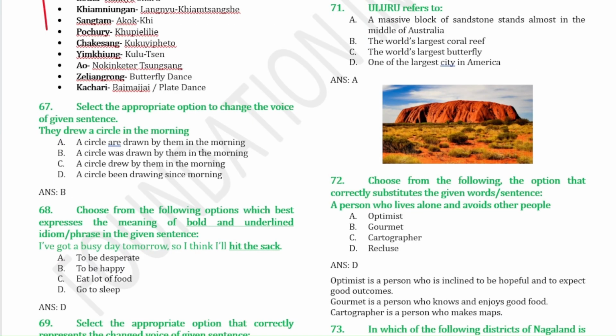Uluru refers to, so this is the image of Uluru. It is a massive block of sandstone that stands almost in the middle of Australia. Choose from the following words the option that correctly substitutes the given words or sentence. A person who lives alone and avoids other people, that is a recluse. Optimist is a person who is inclined to be hopeful and to expect good outcomes. Gourmet is a person who knows and enjoys good food, and cartographer is a person who makes maps.